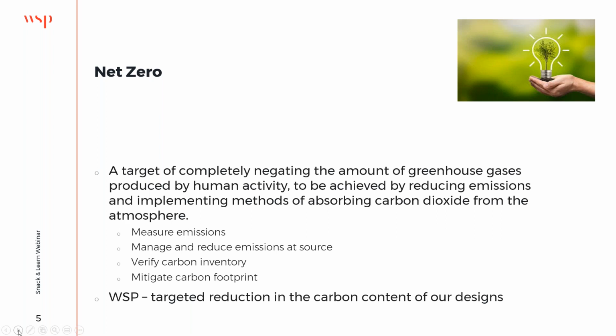The overarching impetus for a circular economy is the removal of human-generated carbon emissions, as noted here, via completely negating the amount of greenhouse gases produced by human activity. There are various steps to achieving this, including mitigating the carbon footprint of the activity, process, or product. And within WSP, we have an ongoing process to reduce the carbon content of our designs, including our lighting designs. And next slide, please.